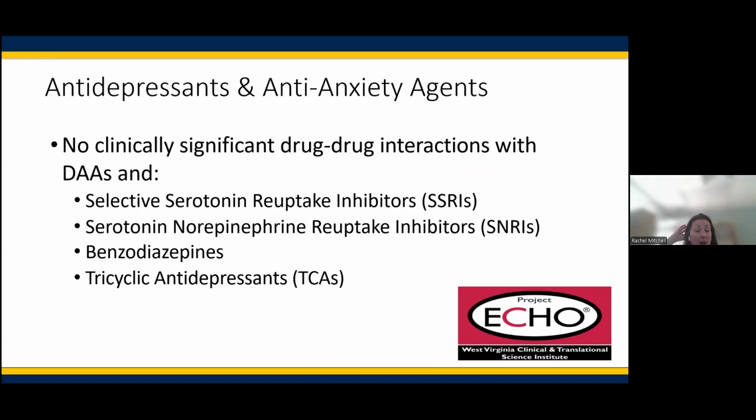All right. And then other good news for antidepressants and anti-anxiety medications is that by and large, we don't see a lot of drug interactions. A lot of these patients may be on SSRIs, SNRIs, taking benzos, or on tricyclics. In this case, no expected concerning drug interactions with any of the DAAs and those classes at large. So good news there.